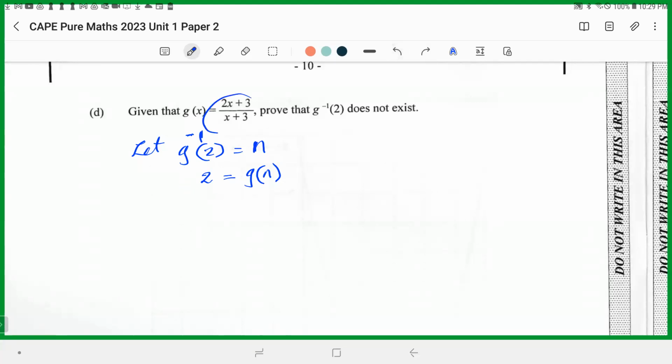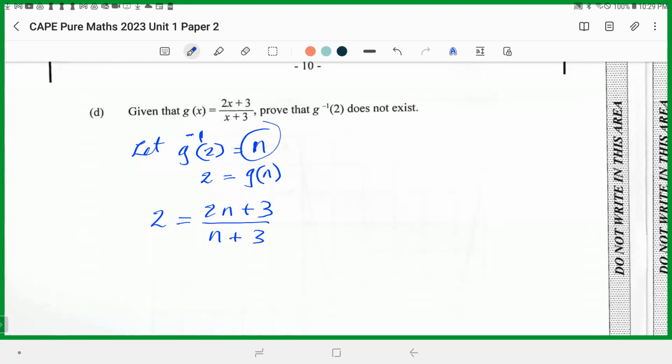So g of n equals 2. What would g of n be? We can set it up this way now. The 2 will be equal to g of n. What will be g of n? It will be 2 times n plus 3 divided by n plus 3. And we're trying to solve for n.